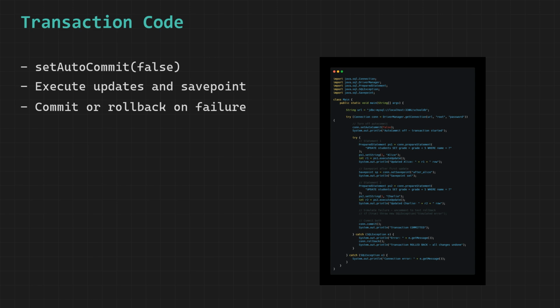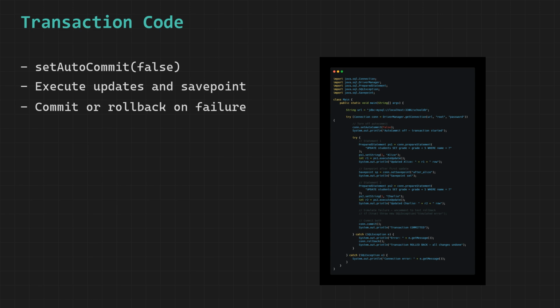setSavepoint creates a named Savepoint called afterAlice. If we later roll back to this Savepoint, Alice's update is preserved but any subsequent changes are undone. The second prepared statement adds 5 to Charlie's grade. Also pending. con.commit() makes both updates permanent simultaneously. The database moves atomically from the old state to the new state.